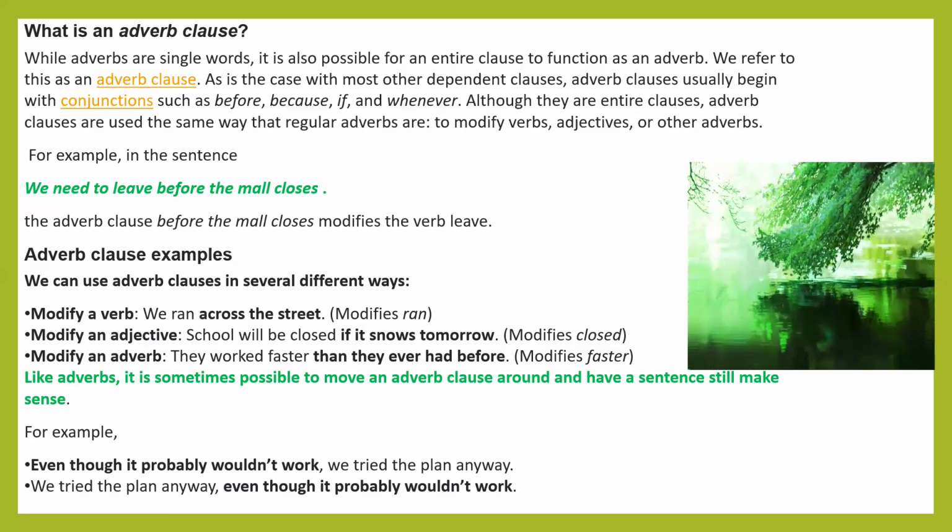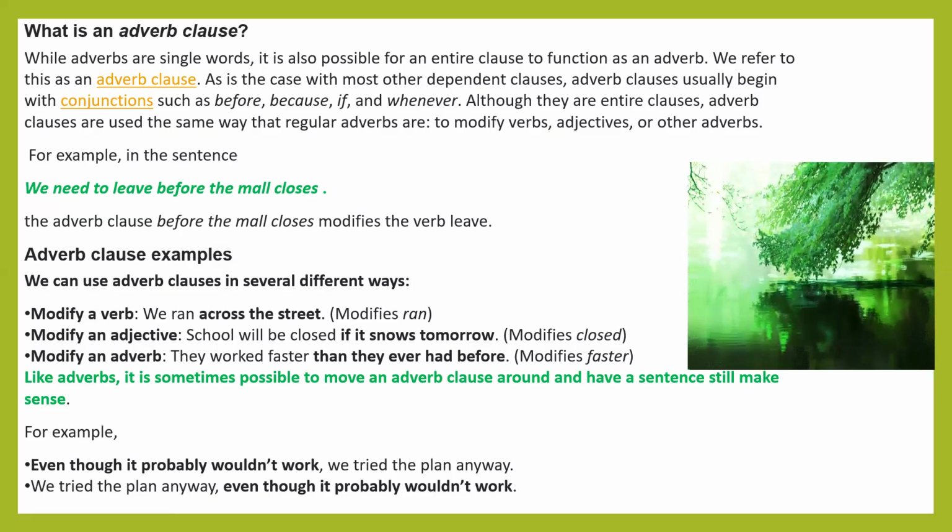Another example. It is used to modify a verb. It is used to modify an adjective. It is used to modify an adverb. Look at the example of modifying a verb. We ran across the street. It modifies ran. Across the street is an adverbial clause. It starts with a conjunction.